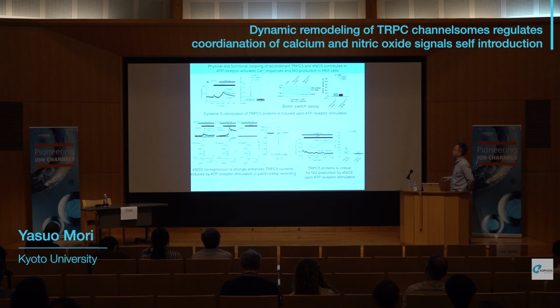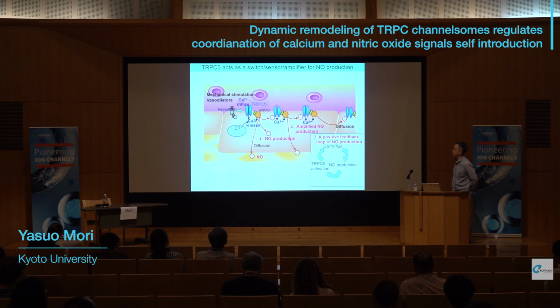And quite interestingly, when these two components, TRPC5 and eNOS, were co-expressed, upon ATP receptor stimulation, we were able to show a very nice production of nitric oxide indicated by DAF-2. But quite interestingly, this was not observed in HEK cells expressing eNOS alone. So TRPC5 seemed to be a very important component to induce activation of eNOS.